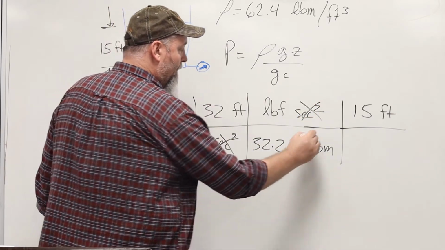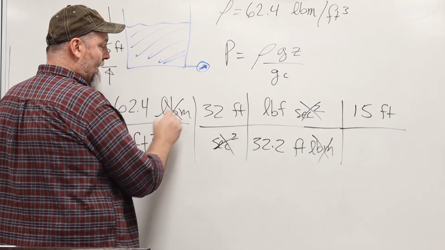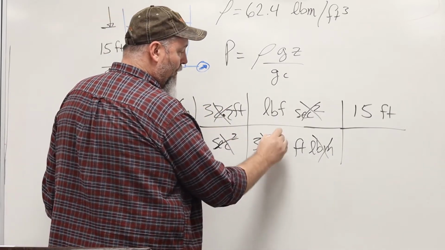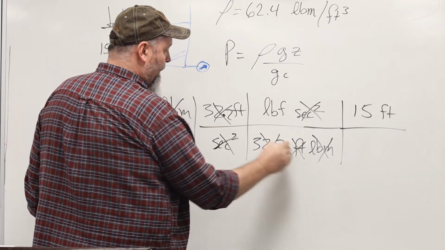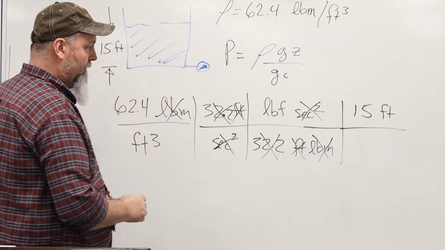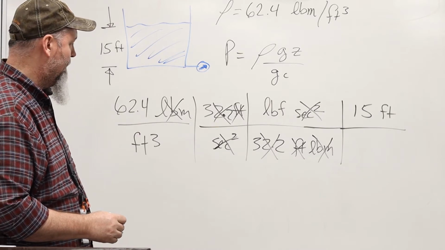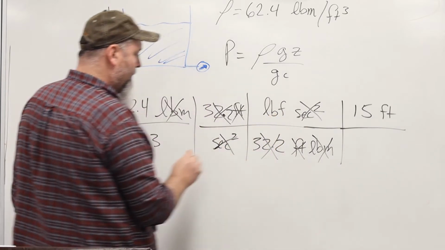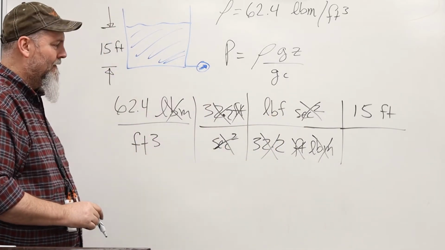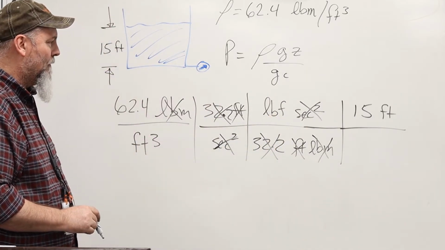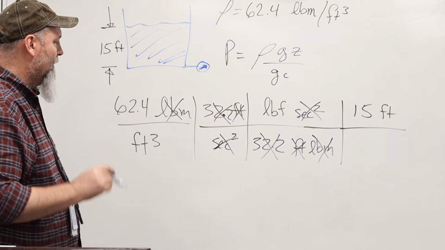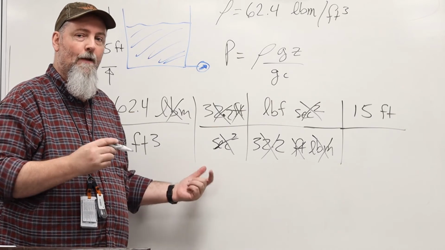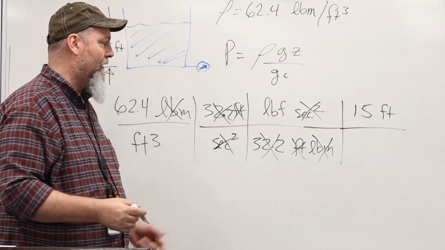Second squared, pounds mass, 32.2, feet. Okay. I'm left with foot-pounds force over cubic feet. Well, that's weird. How am I going to make sense of that? Well, we still need to, and what's our end goal? Well, we want pounds force per inches squared.